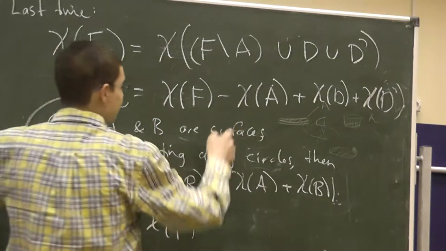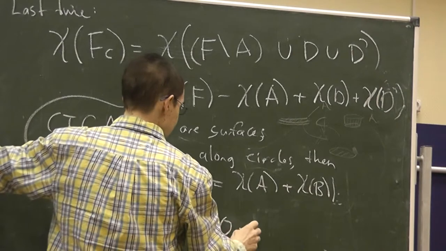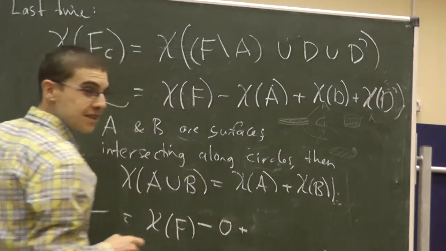Yeah. So the Euler characteristic of an annulus is 0. And the Euler characteristic of a disc.